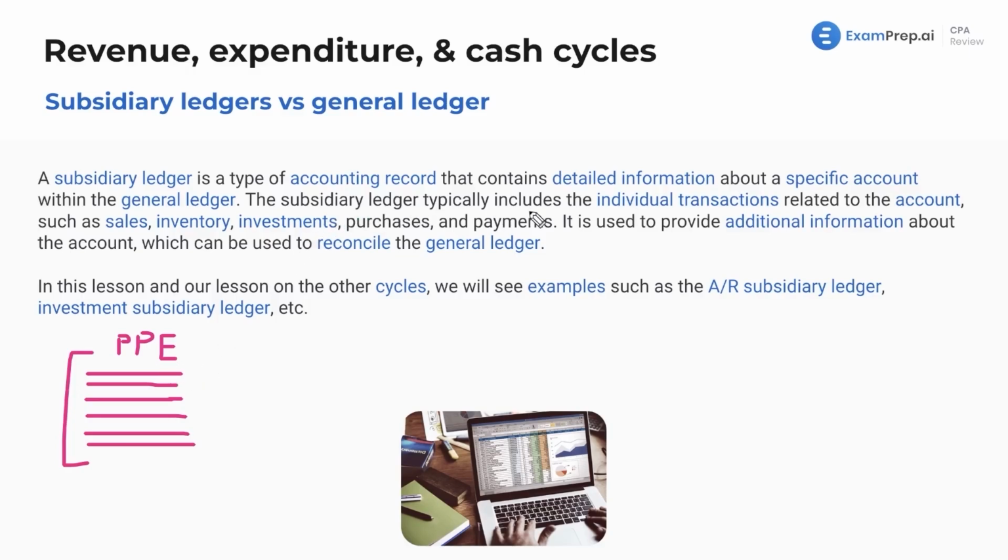The subsidiary ledger typically is going to include individual transactions related to that account, such as PP&E, sales, inventory, investments, purchases, payments. It's going to provide you additional information about the account, which you can use to reconcile the overall general ledger. Here, we're going to see examples such as the AR subsidiary ledger, investment subsidiary ledger. Every account is pretty much going to have one.